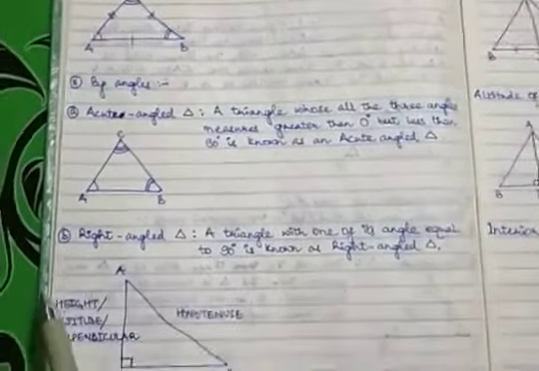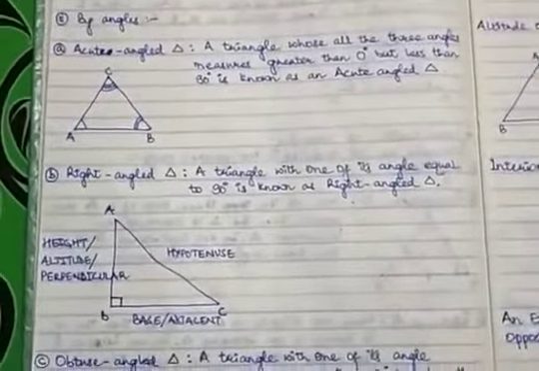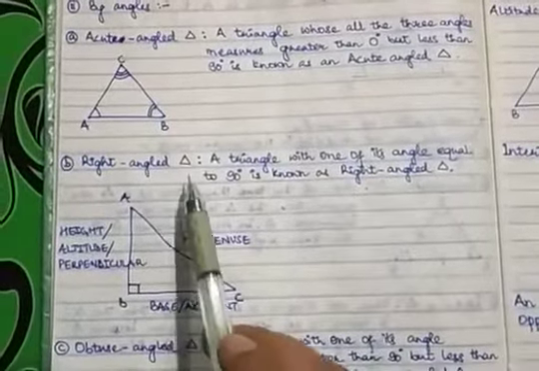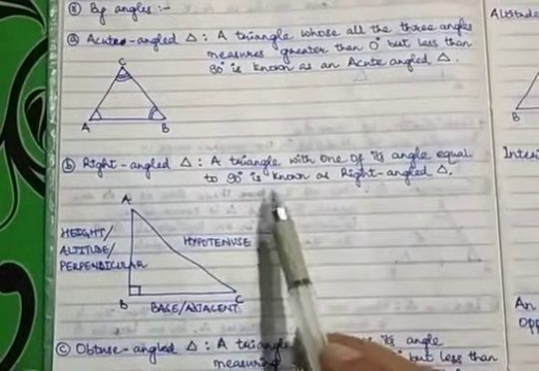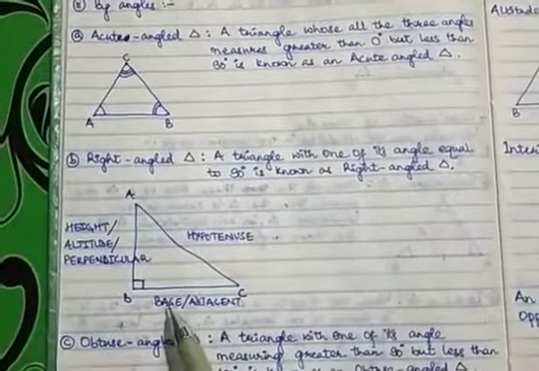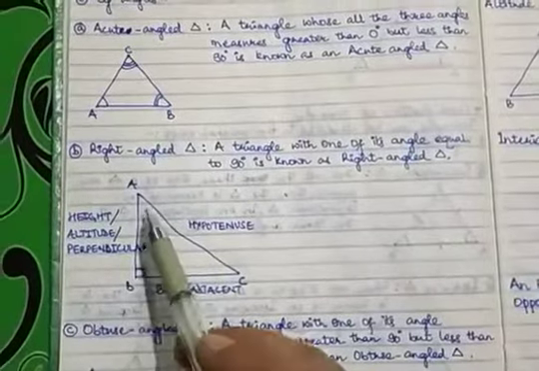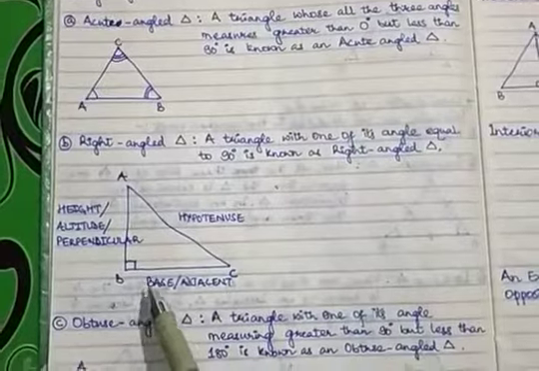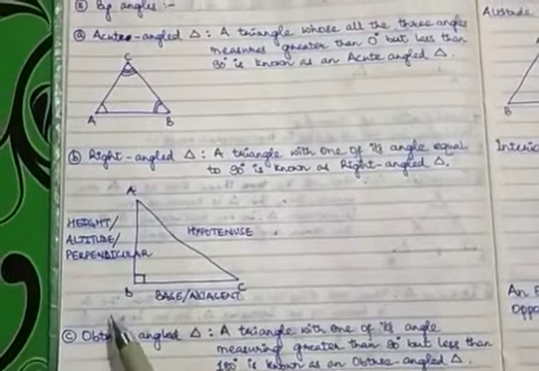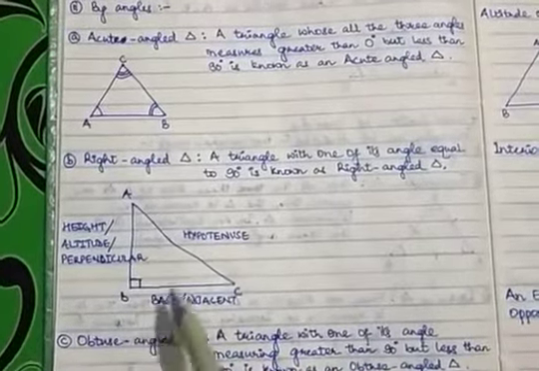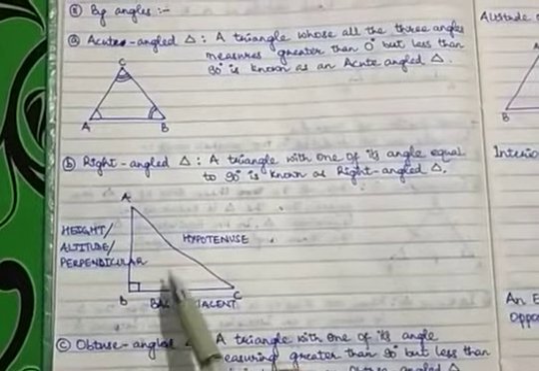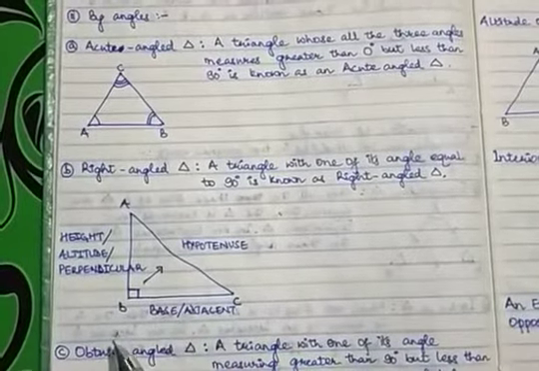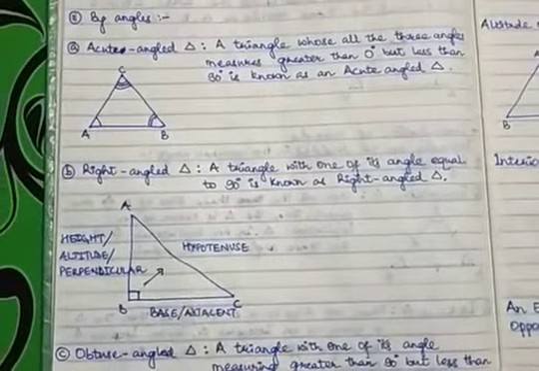Now for the right angle triangle, this one is a very important one. The right angle triangle is the most important triangle of all. A triangle with one of its angles equal to 90 degrees is known as a right angle triangle. One of the angles is 90 degrees. This is how a right angle triangle looks, and this is the symbol for 90 degrees. And why I have given you all these names is because these names are also very important. The side opposite to the 90 degree angle is known as the hypotenuse, and this is the longest side of a right angle triangle.